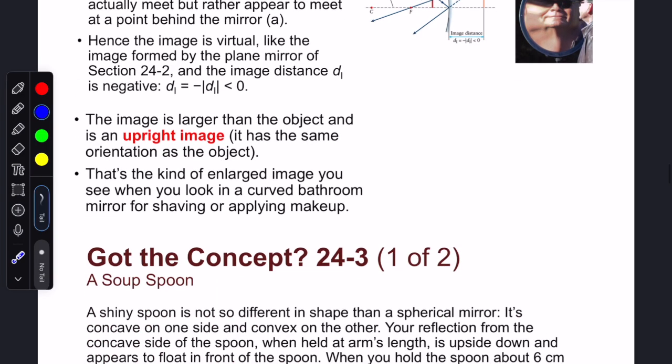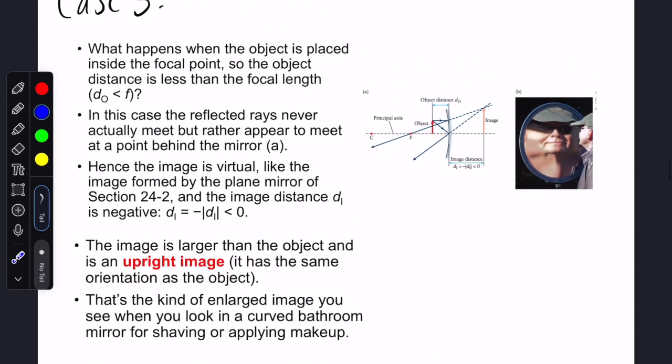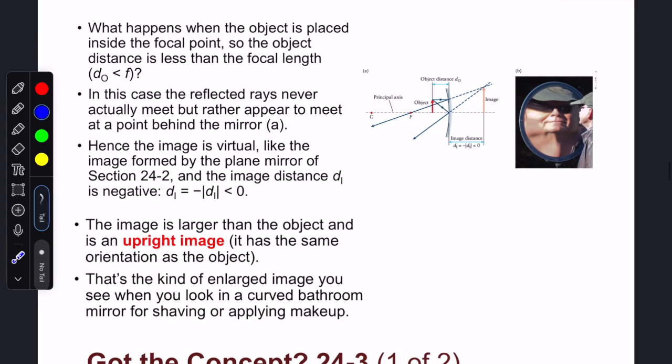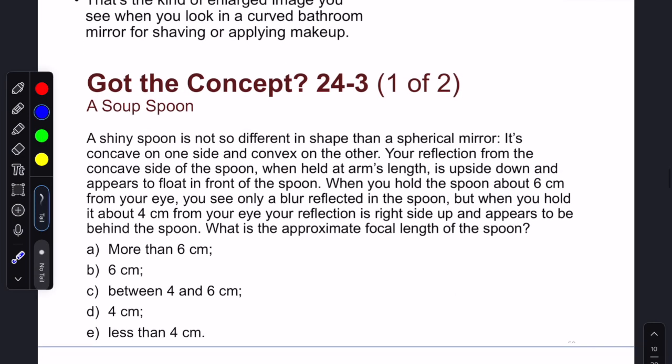So those are the 5 cases for a concave mirror, okay? Because remember, concave mirrors can produce any kind of image, right? They can produce virtual and real. They can produce magnified or shrunken, okay? And so that's why we explore all the different cases. But for convex mirrors, as you're going to see coming up, they only really produce one kind of image, and we'll talk about it.